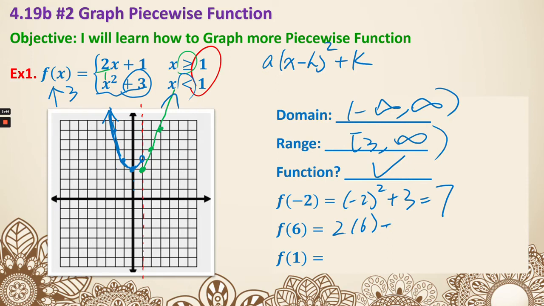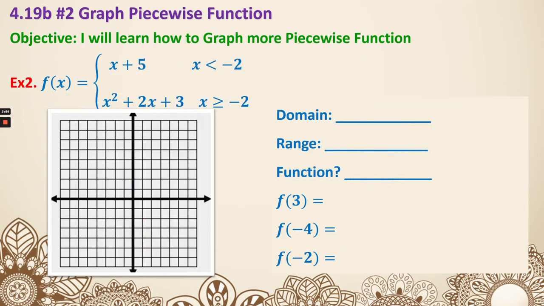2 times 6 plus 1 is 13. f of 1, the equal sign is actually on the top one, so I'm going to use the first equation. 2 times 1 plus 1, which is 3. And that is example 1.